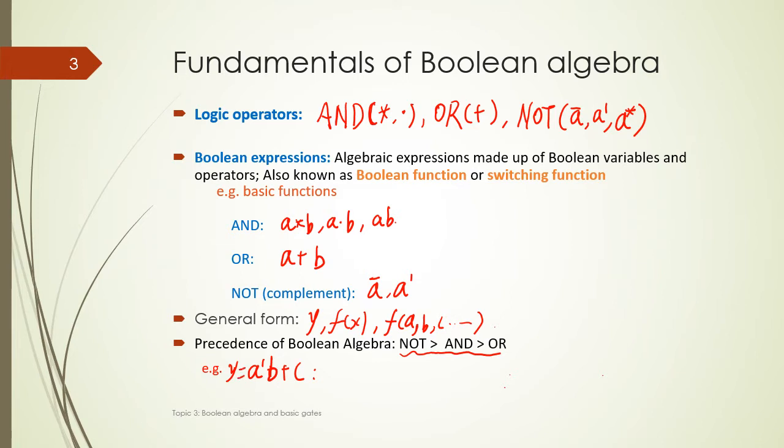In order to figure out the value of y, we need to solve a prime first. Then we take the value we get for a prime and AND it with b. Finally, we have the result of a prime b or c.